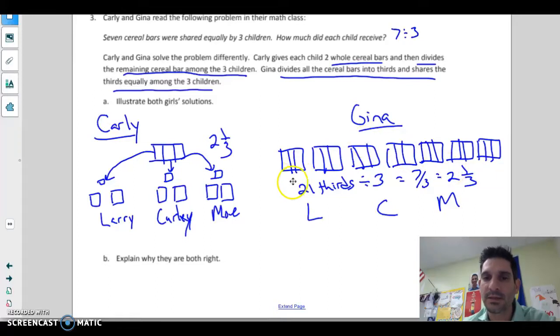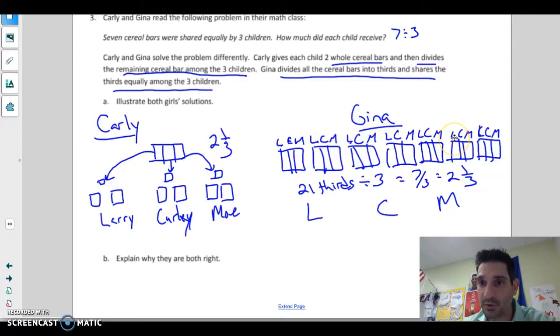Okay, you could basically look at Larry, Curly, Mo. Larry, Curly, Mo. Larry, Curly, Mo. Larry's got 1, 2, 3. That's 1. 1, 2, 3. That's 2 wholes. And then a third. So it's the same thing.